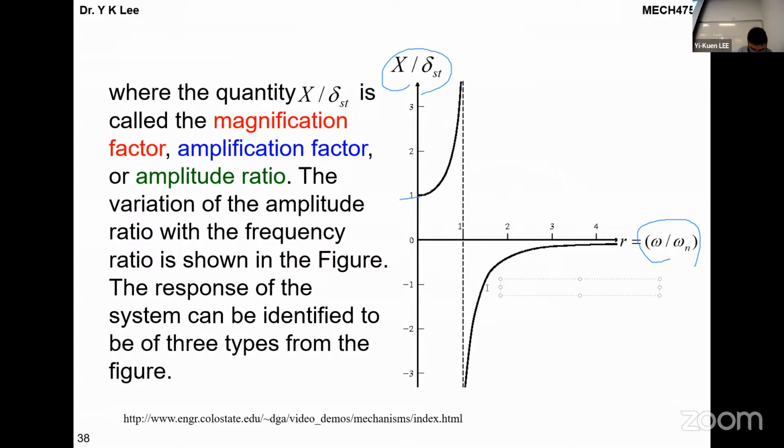Okay, out-of-phase response when R is larger than 1. So this is the in-phase response when R is less than 1. So do you think? This is something important for all of you to see.